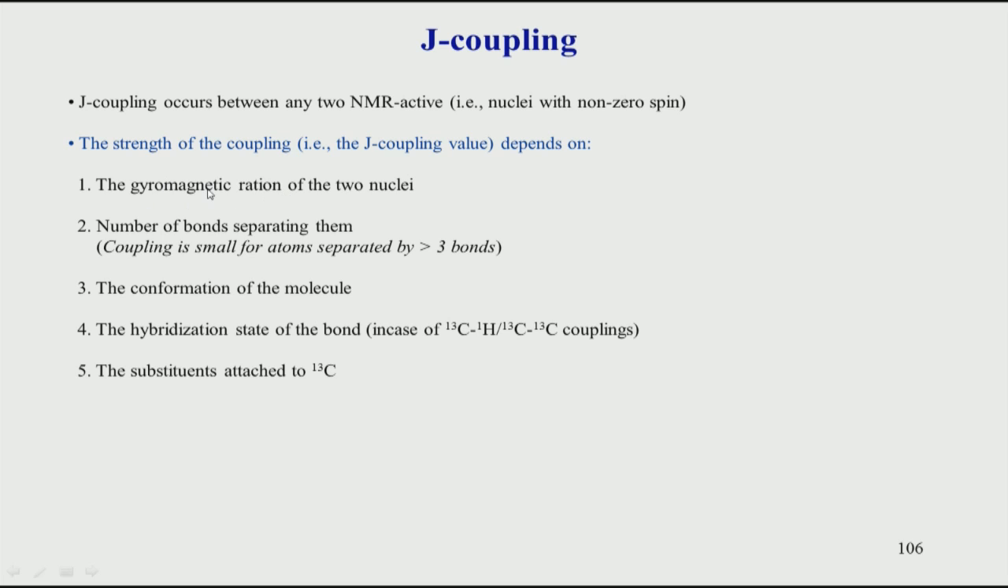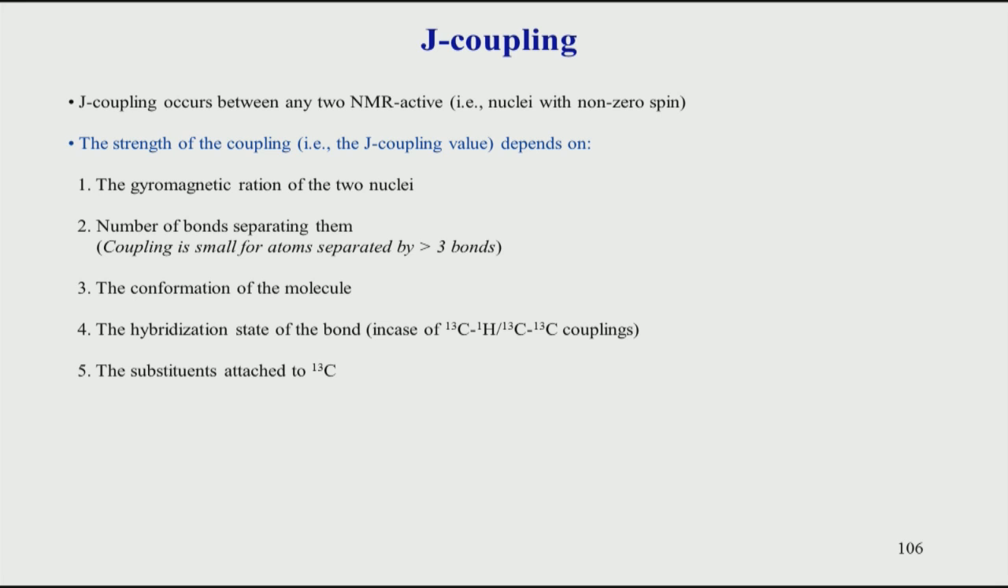For example, it depends on the gyromagnetic ratio of the two nuclei. Suppose you have two hydrogens, the coupling will depend on the gyromagnetic ratio, which is the same for both, but if you look at hydrogen to carbon, it will be less, because the carbon gyromagnetic ratio is less. That is number one. Number two, it also depends on the number of bonds separating the nuclei. Hydrogens separated by two bonds, called geminal hydrogens, have a stronger coupling compared to vicinal hydrogens, which are separated by 3 bonds. If you go to longer 4 bond, 5 bond and so on, the hydrogen coupling becomes weaker and weaker.